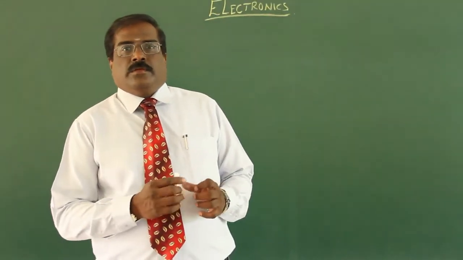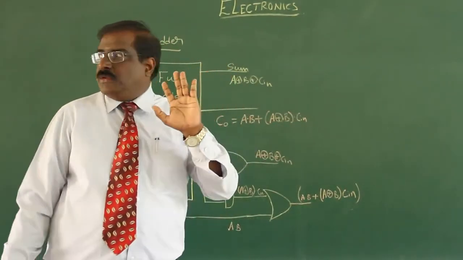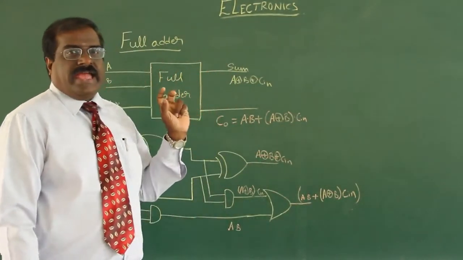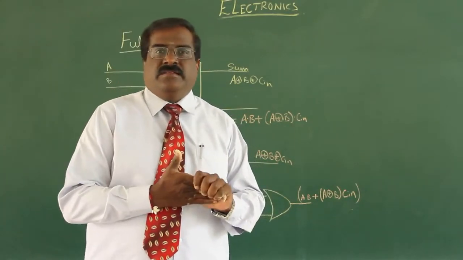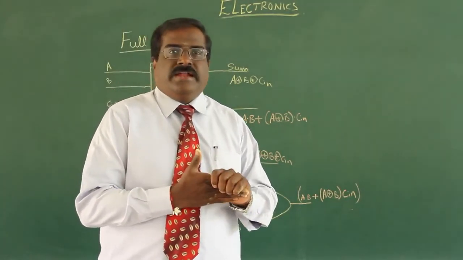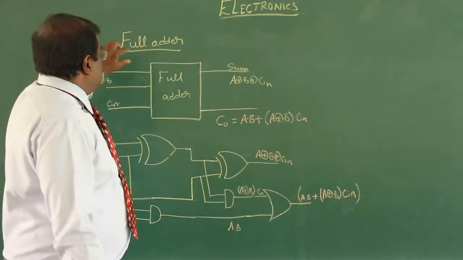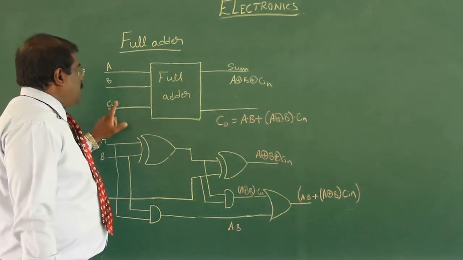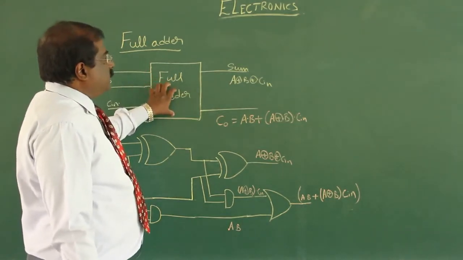Good morning. Today we are going to discuss the full adder. Here we have three inputs: A, B and carry in. Here we have the provision to add the carry bit, hence it is called a full adder network. As in the half adder, we have A, B and one more input called carry in. The full adder, this is the block diagram.